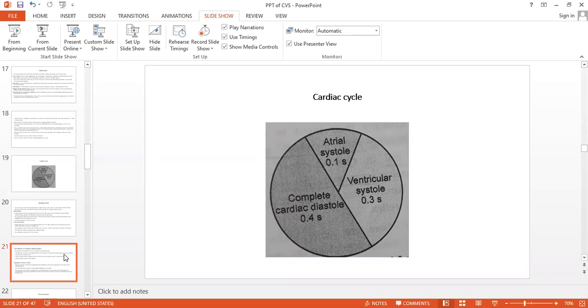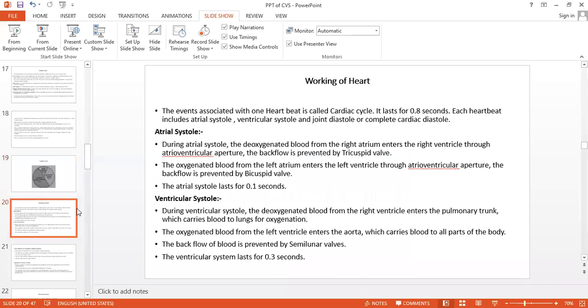We will explain here again very nicely, so listen carefully from the first, one by one. The events: atrial systole, ventricular systole, and joint diastole, also called complete cardiac diastole. Now we will see the atrial systole. Atrial systole means contraction of the atria. When the SA node generates the impulse, the atria contract, both the right side and the left side.